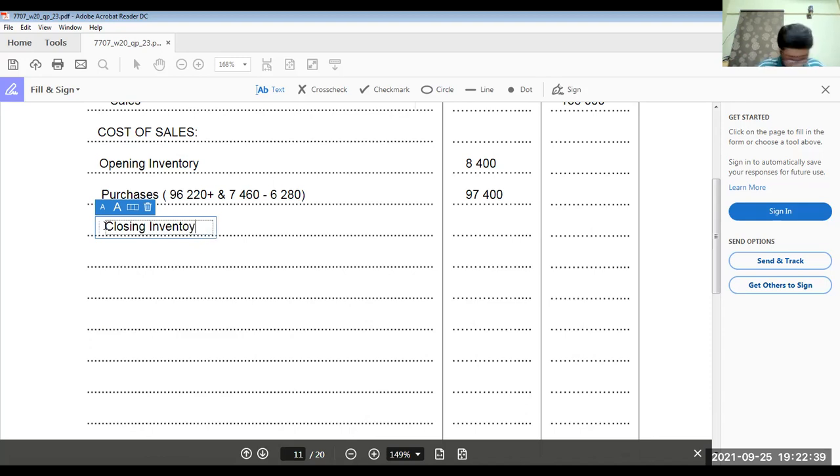Closing inventory is not given in the question. So what to do? Problem? We can survive without closing inventory. Do you know that we don't need to compute cost of sales like this? We can compute it directly also.